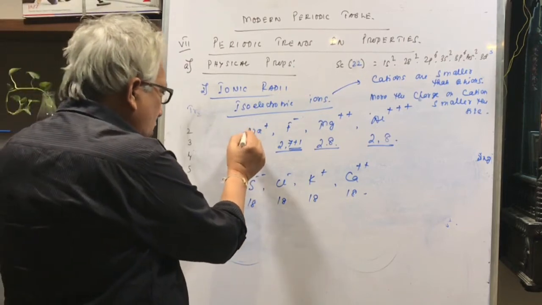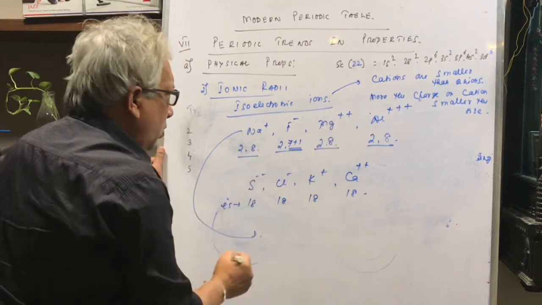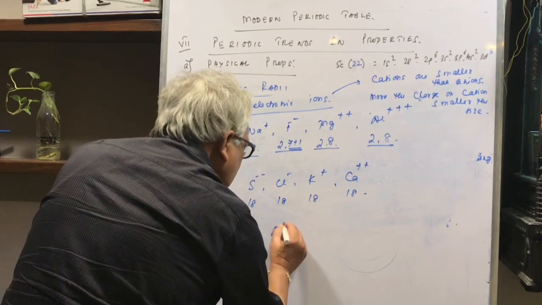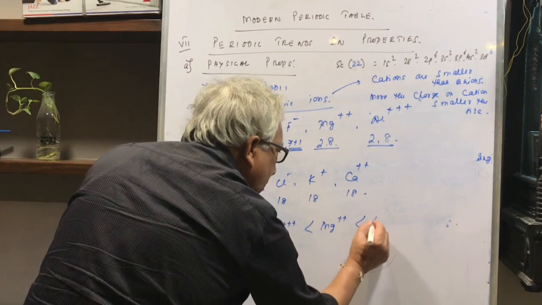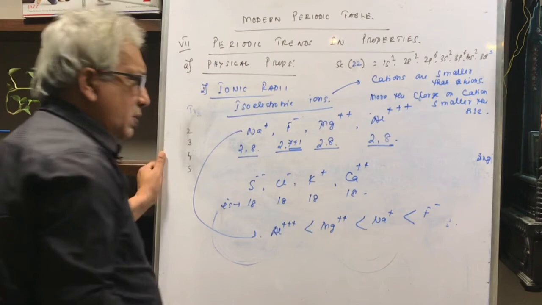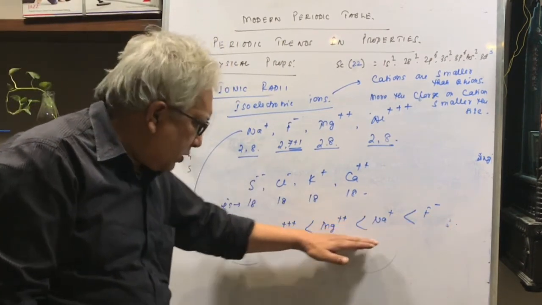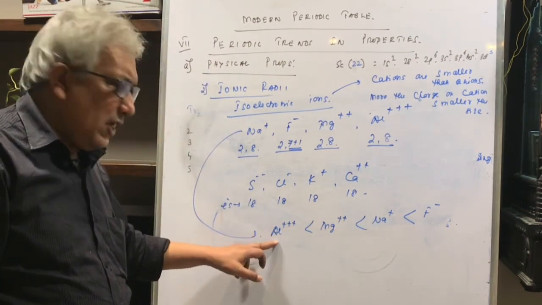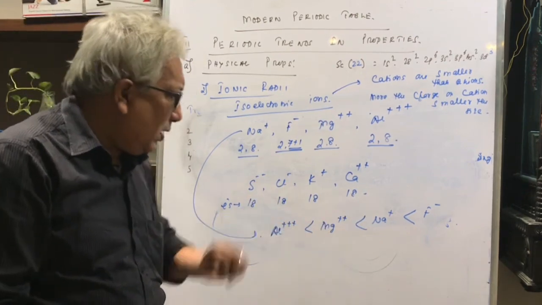So if you ask me to think of the size of these four, I would say the smallest will be Al+++, bigger than that will be Mg++, bigger than that will be Na+, and bigger than that will be F-. So F- is the biggest because it is an anion. The cations are smaller, but amongst them aluminium will have the smallest size because it has got maximum charge, then Mg++, and then Na+.